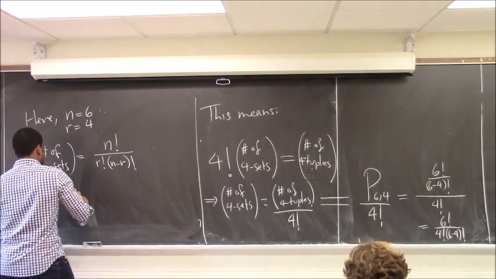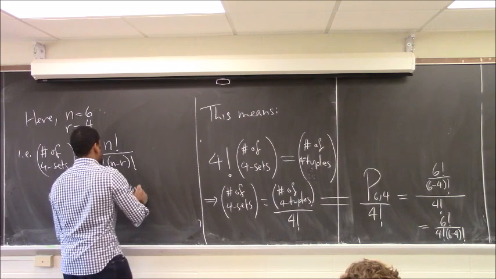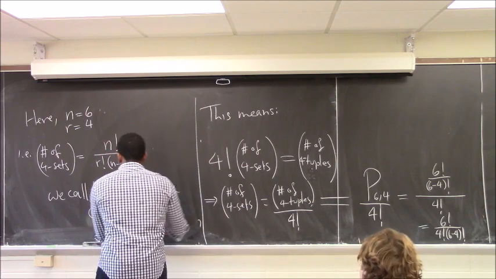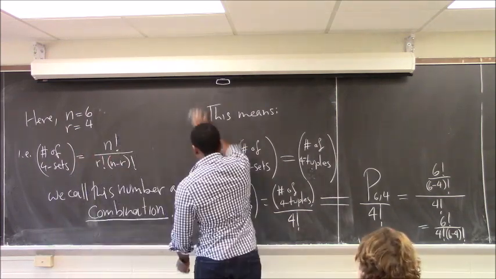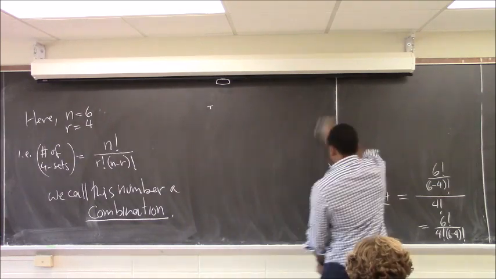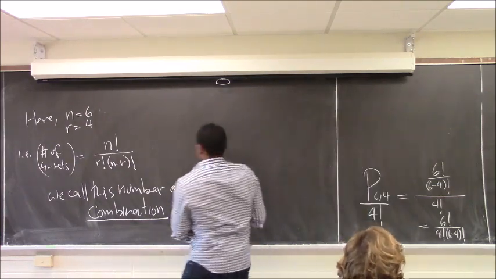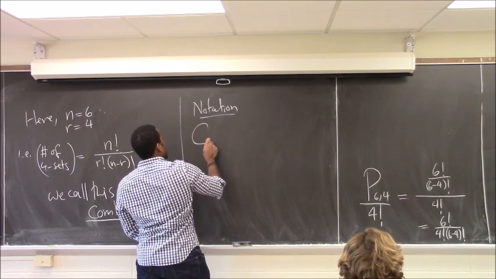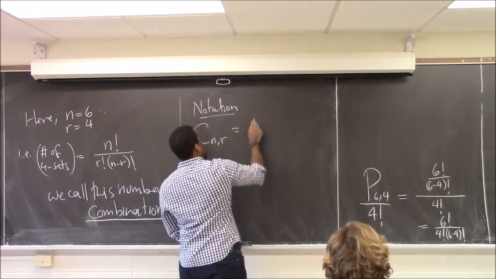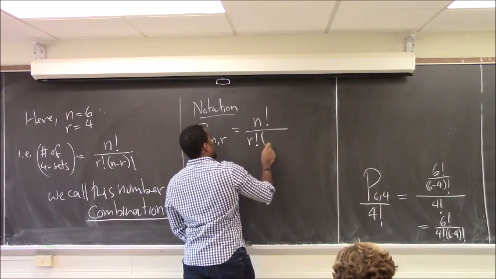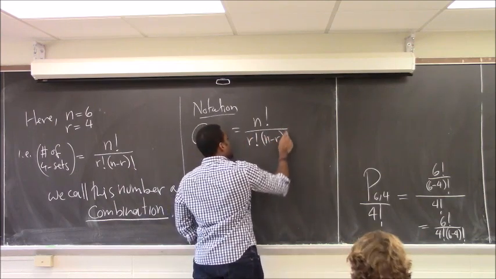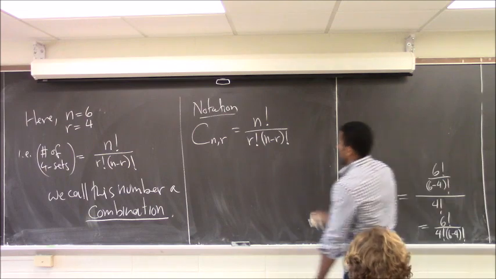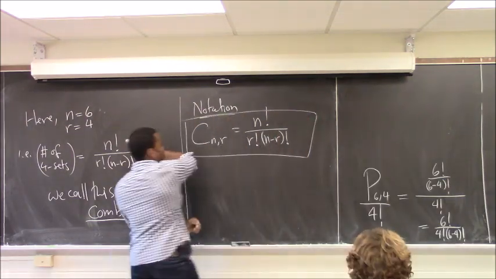We call this a combination. The notation is very similar to the permutation notation, except instead of a big P, you have a big C. The notation C of n, r is going to be defined as n factorial divided by r factorial times n minus r factorial, because I really used tuples to help me figure out how many sets there were. That is also now an important formula.